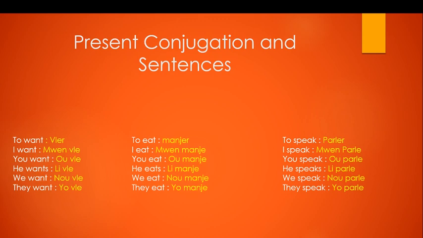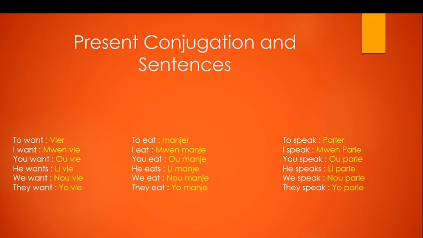And when we conjugate these words, we are simply putting the personal pronouns in front of the word. So I want would be basically you say I and then you say the word. So I is moi, want is vle. So I want, moi vle. You want, ou vle. He wants or she wants or it wants, li vle. We want, nous vle. They want, yo vle.